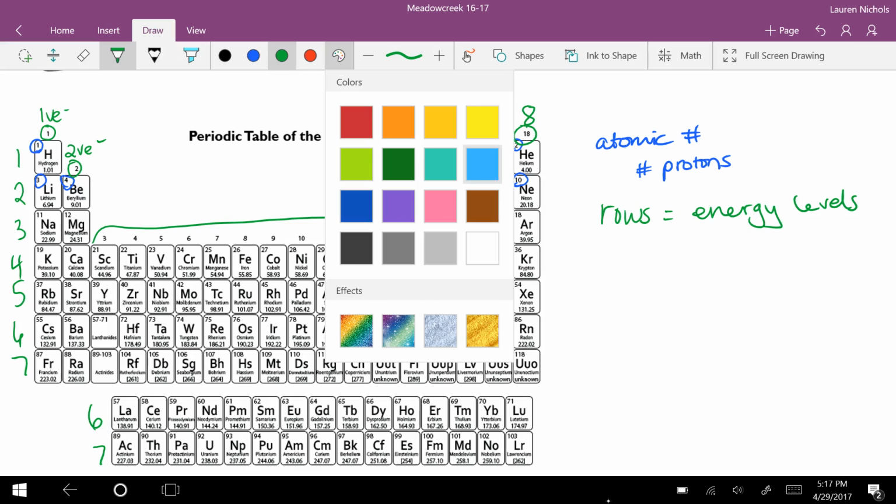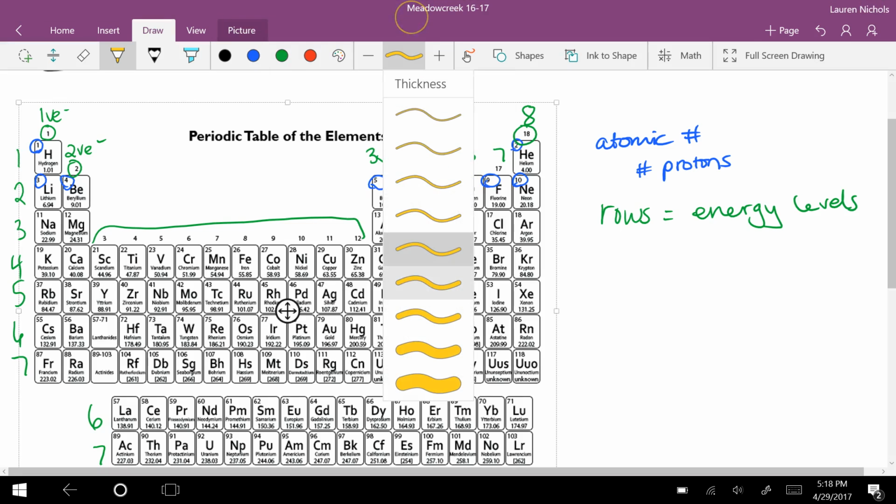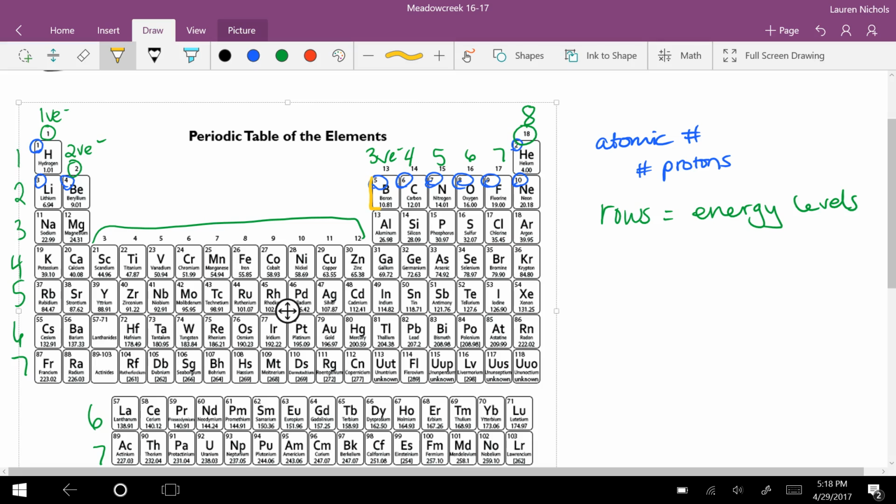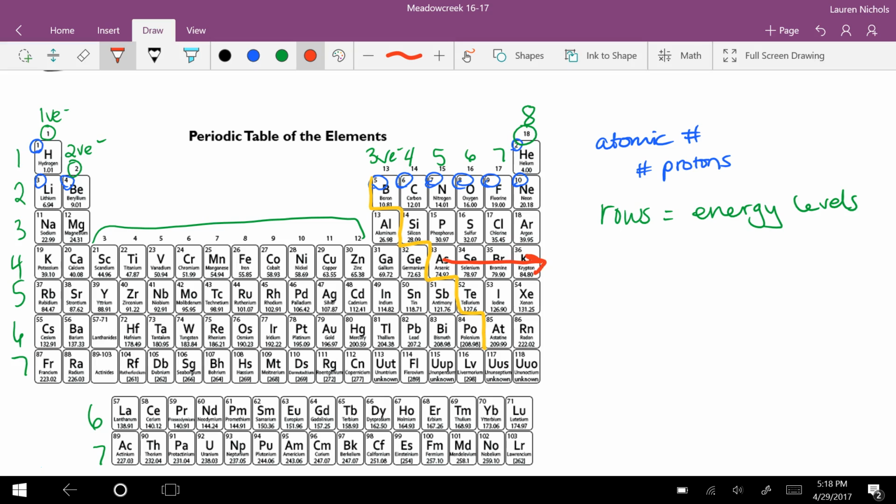One of them, let's choose this orange, make it nice and thick, is that there's a staircase on the periodic table that goes like this, and this staircase is super important. Anything to the right of the staircase is a nonmetal. Anything to the left of the staircase is a metal. Anything that touches the staircase is a metalloid. And this is our big 3 groups.